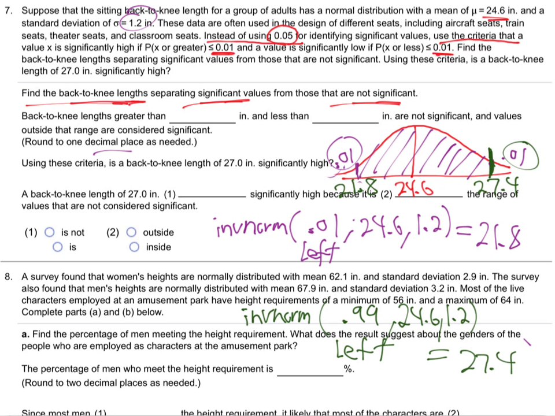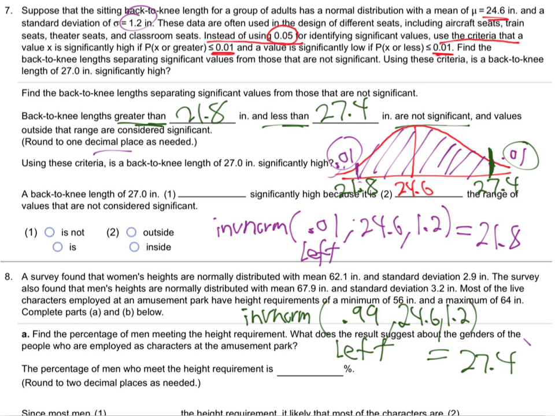So those are our two answers. How do they want us to put them? It's kind of weird the way they do the words here. Let me read it carefully. It says back to knee greater than blank and less than blank. So it'd be greater than 21.8 and less than 27.4. Between those two are not significant. If you're in that zone, you're more average. You're not significantly big or small.